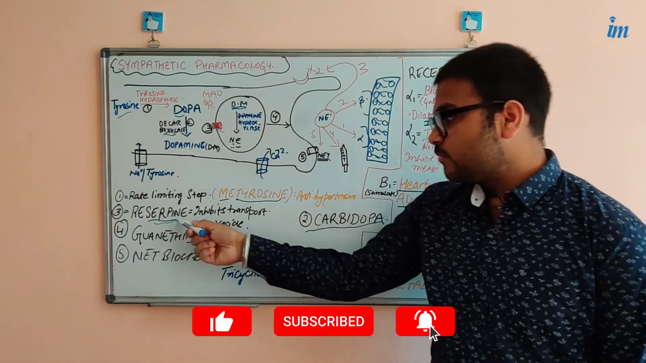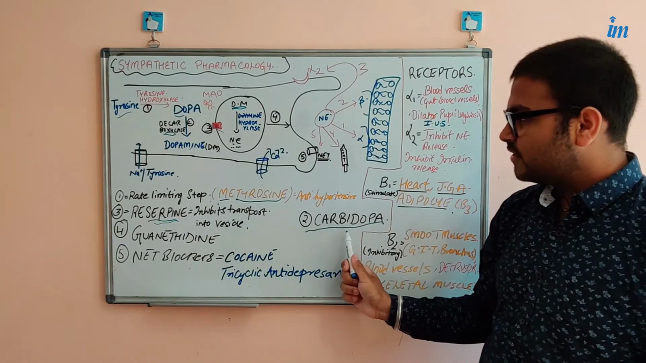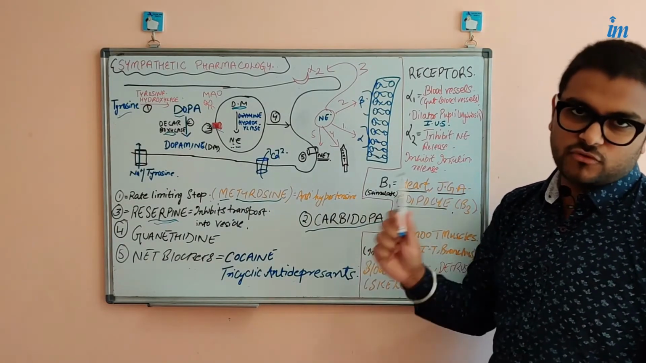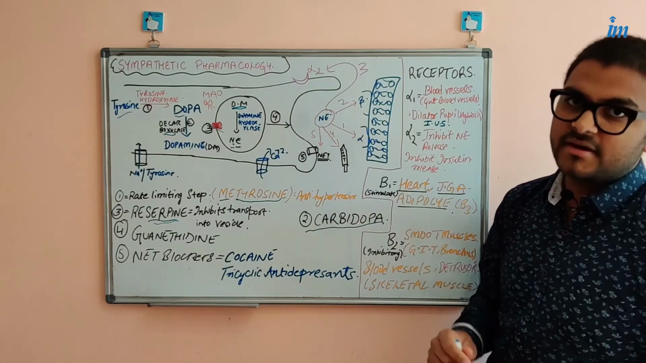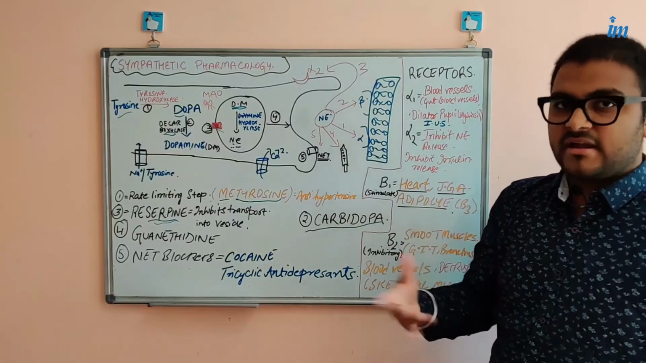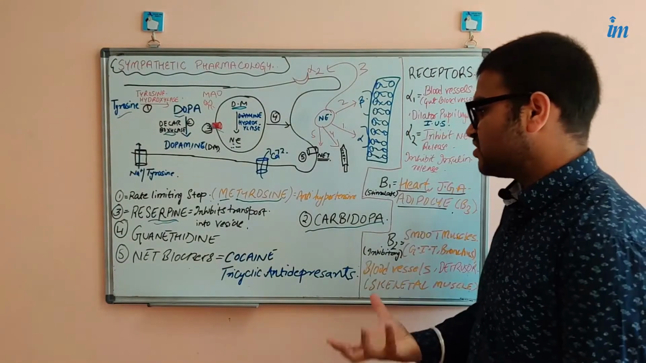So reserpine is an important drug that inhibits the transportation. Carbidopa, I have already discussed, prevents the peripheral conversion of dopa to dopamine in the blood, and thus levodopa can reach your brain effectively, and in the brain the levodopa can be converted into dopamine and produce good therapeutic effects.